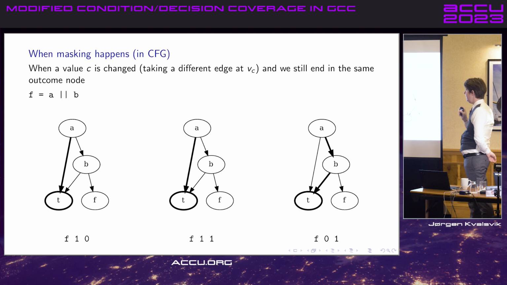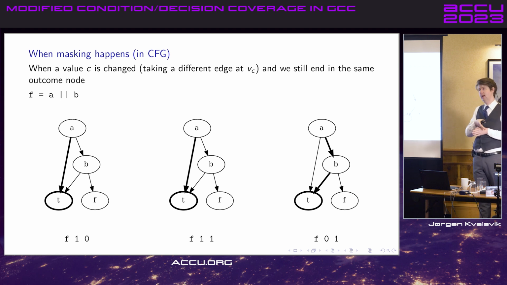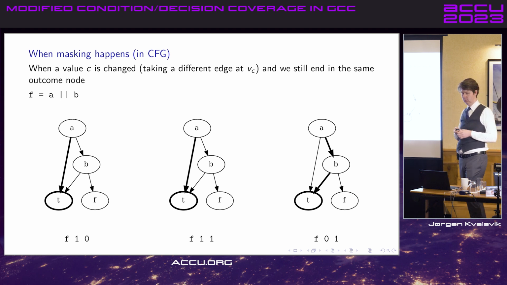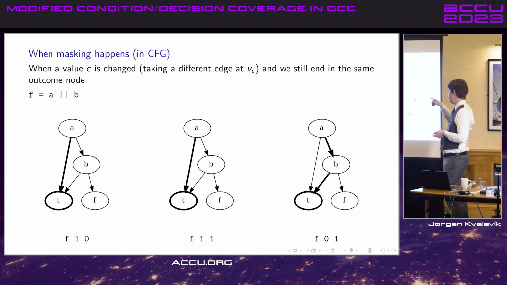If you look at masking from a CFG perspective, when a value is changed in the expression, that corresponds to taking the other edge out of that node. And if we still end up in the same outcome, then there has been a masking, right? Because obviously that edge change didn't impact the result. So here's an example for A or B.